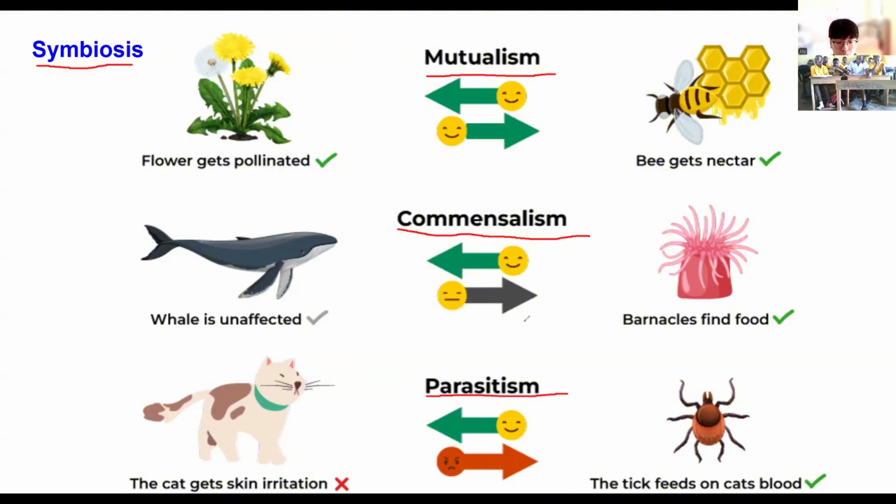Parasitism, however, is when one benefits while one is harmed. A tick can feed on a cat's blood, so it's benefiting, but the cat gets skin irritation from the ticks, so it's harmful for the cat. All of these are examples of symbiosis, with different types of interactions.